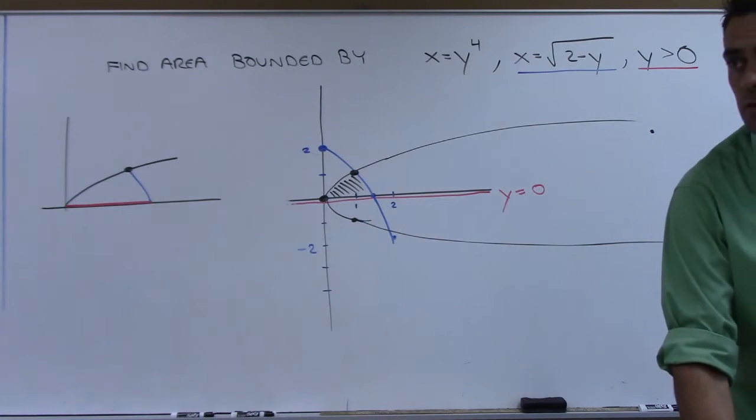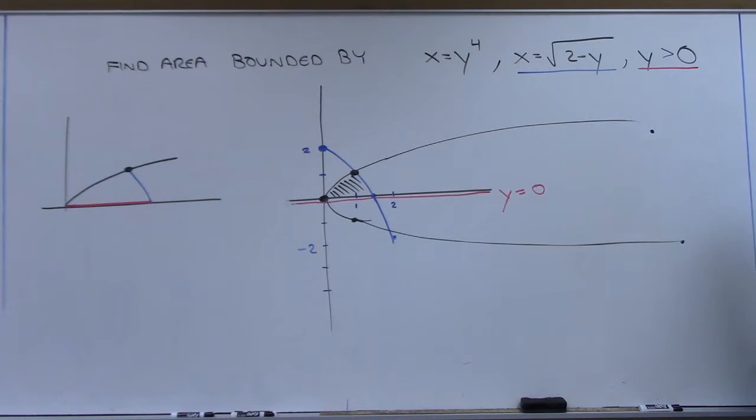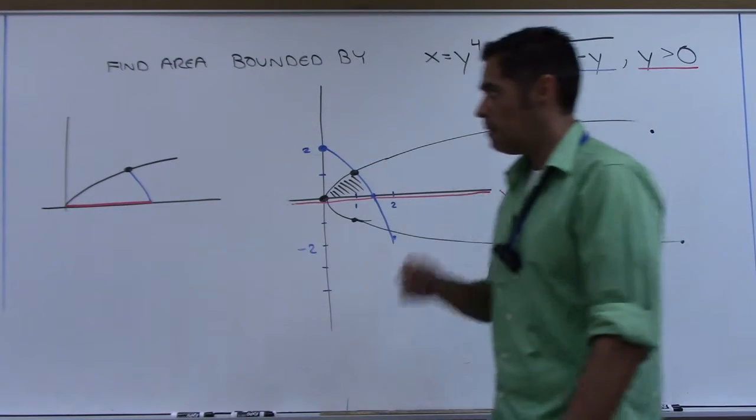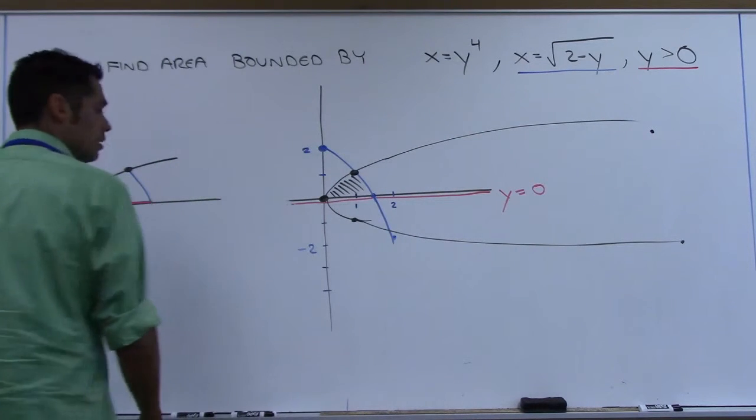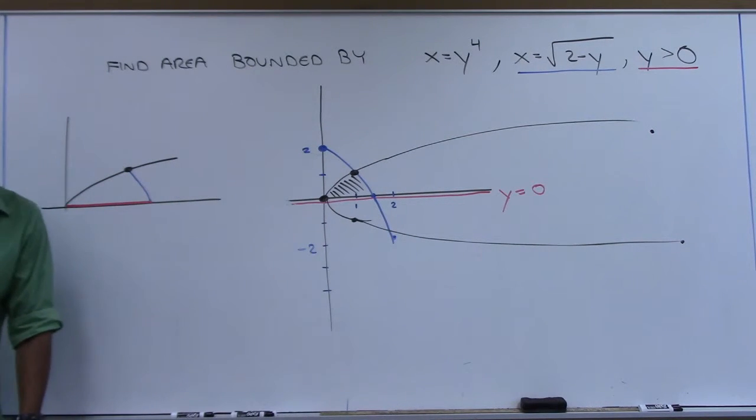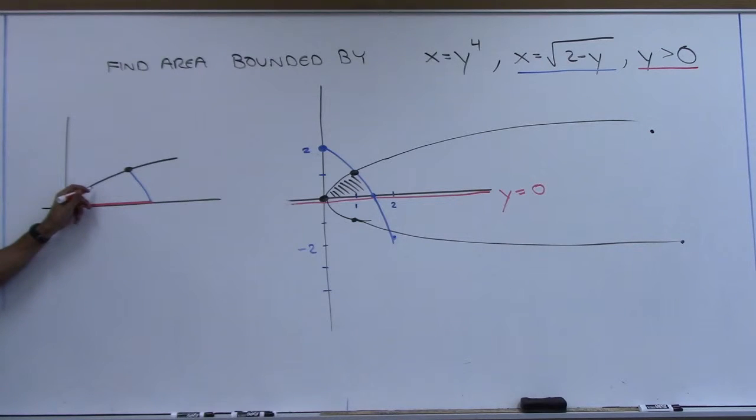Do you want to draw vertical rectangles or horizontal rectangles in there? Horizontal, why not vertical? Would vertical work? If I draw a vertical rectangle right in here, do I have a top and bottom function? Yes? And it's not the same function, right? It's not wrapping back on itself. So I could do that.